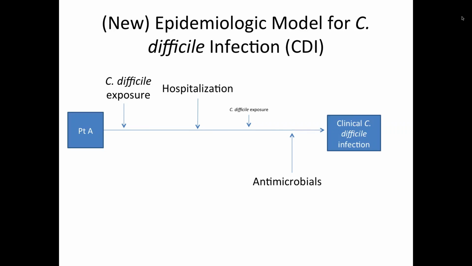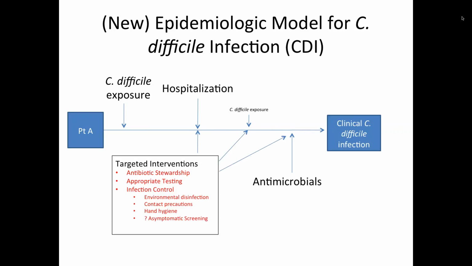Antimicrobials is still a big deal, a big risk factor for the development of infection. But when we make a new model, we reprioritize our targeted interventions. I think what we see is that antibiotic stewardship comes really to the forefront, as does appropriate testing, and then infection control is still an important strategy as part of a bundle type approach. But if we're just focusing on infection control initiatives, we're missing the majority of the ability to impact C. diff infection.